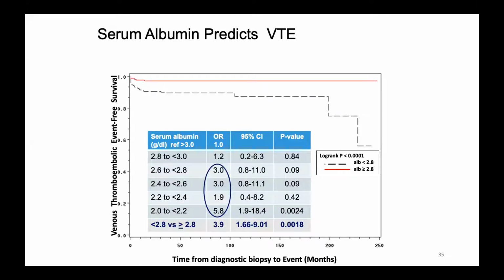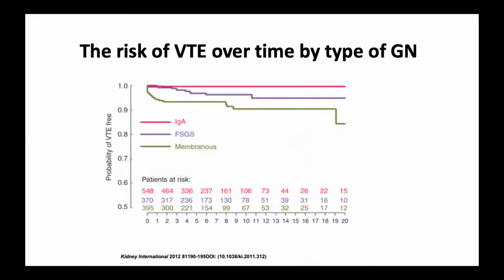This is one study which has compared serum albumin levels less than 2.8 or more than or equal to 2.8. The odds ratio is about 3.9. That is, they are at around 4 times increased risk of thromboembolic complications. And with regard to the type of glomerulonephritis as compared to IgA nephropathy, both FSGS and membranous nephropathy increase the risk of thromboembolic complications. And out of these two, membranous nephropathy has the highest risk.